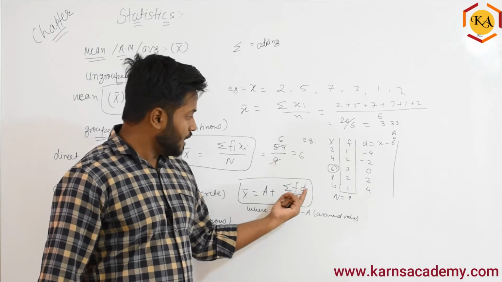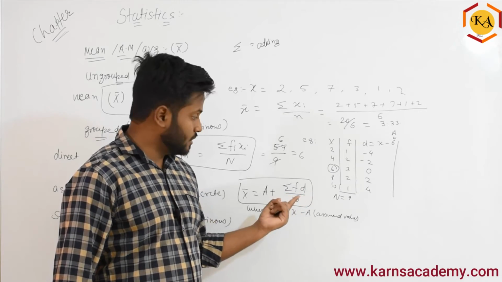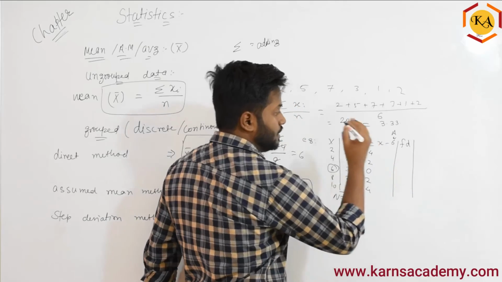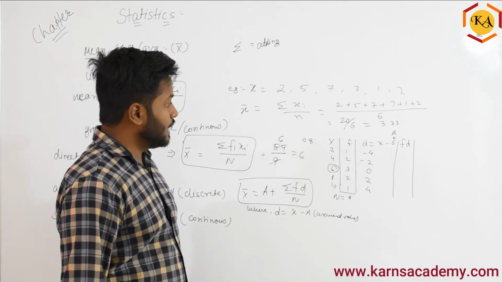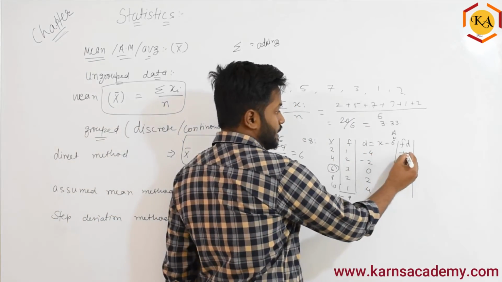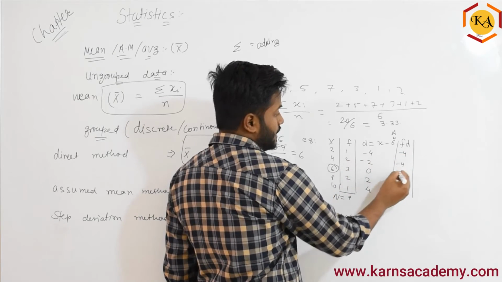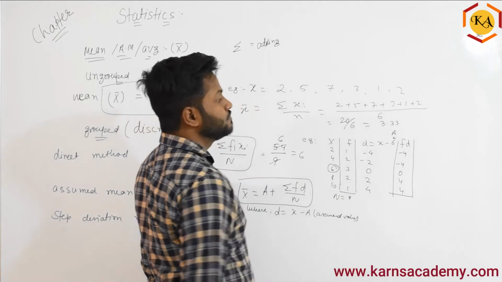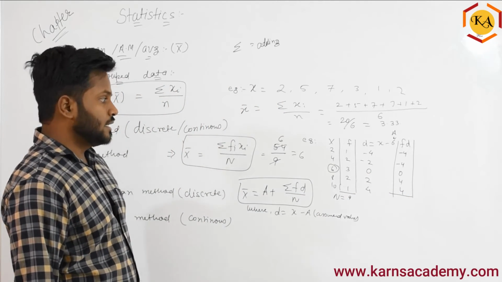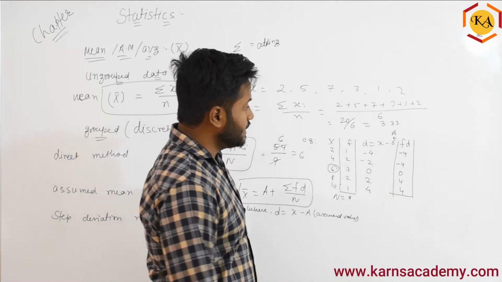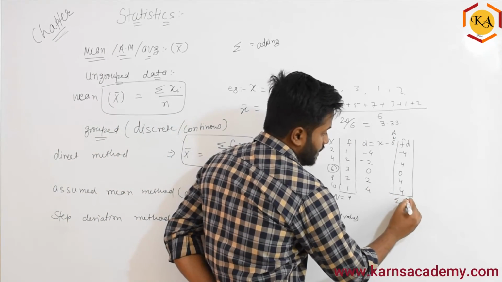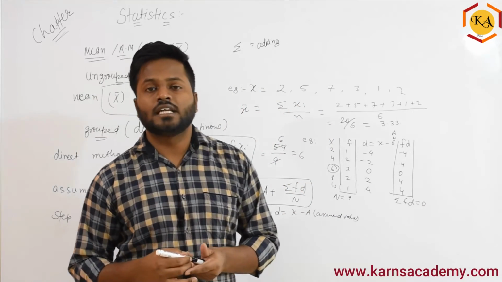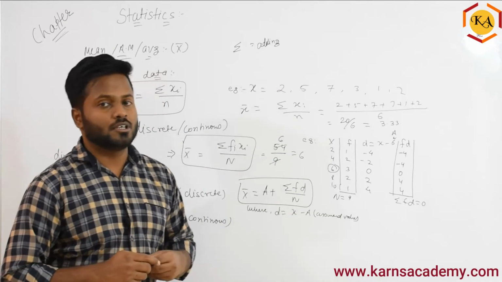After that we need f into d here, if you can see f into d. So we have to find one new column, f into d. F into d, what will happen? 1 4s are 4, that is minus 4, 2 2s are 4, minus 4, 0, 2 2s are 4, and 4 1s are 4. Correct? Let's see now what will happen. Now if you add these things, you can see the summation fd is equal to 0. Here it is becoming 0, not necessary that every time the summation d will become the 0, right?